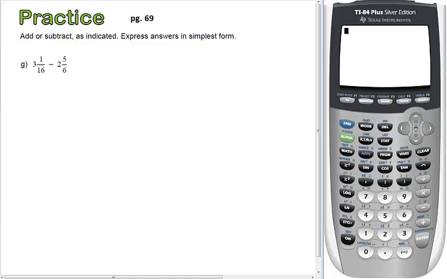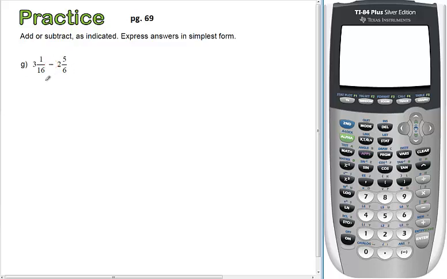Good day, students. Today we're going to look at another practice question from your chapter 3 in your Math 1025 booklets. This is on page 69 of your practice, and this is exercise G. So it's asking us to add or subtract as indicated, and express the answer in simplest form. So obviously you can see this one is a subtraction example.